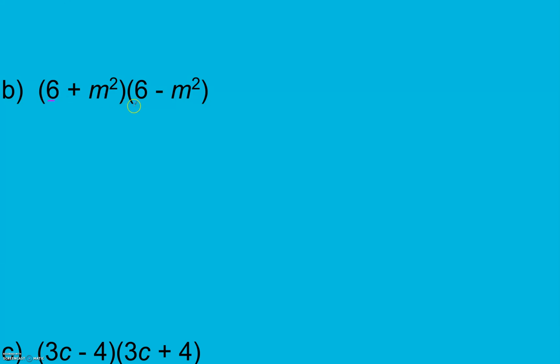So here, since I have a 6 and a 6, and m squared and m squared, plus and minus, okay, I can multiply these by using my shortcut. 6 squared, I can take m squared squared, and we subtract them. 36 minus, here, power to a power means I multiply, and I get m to the 4th.